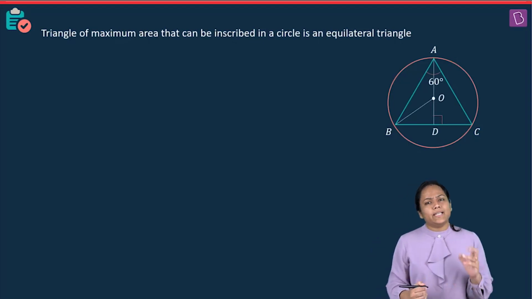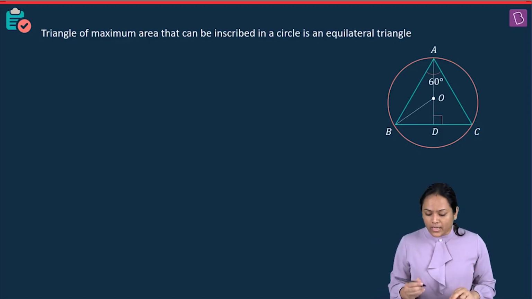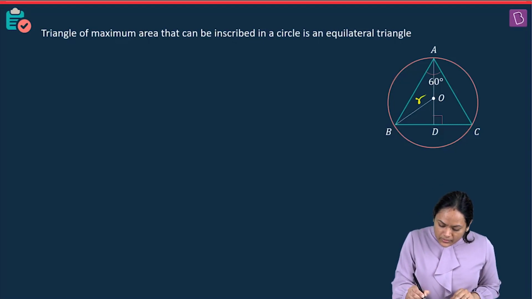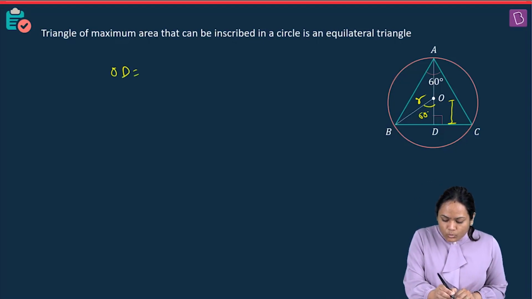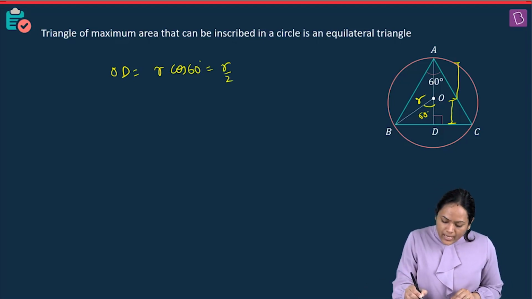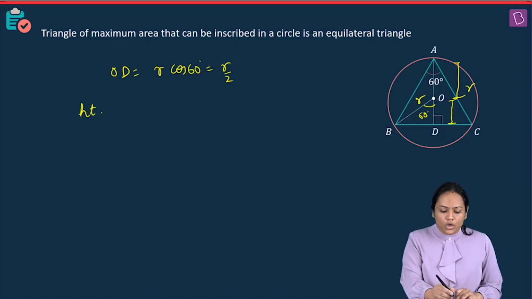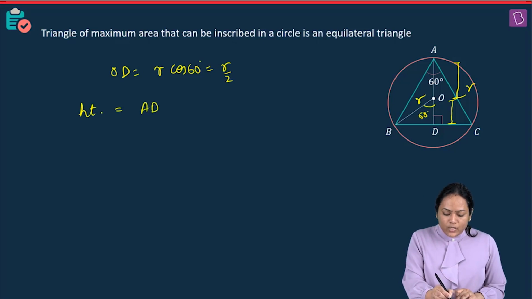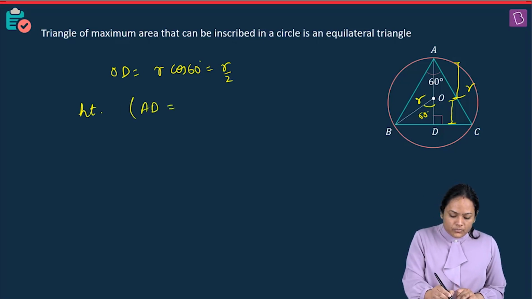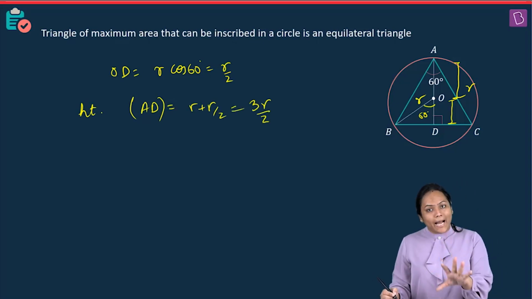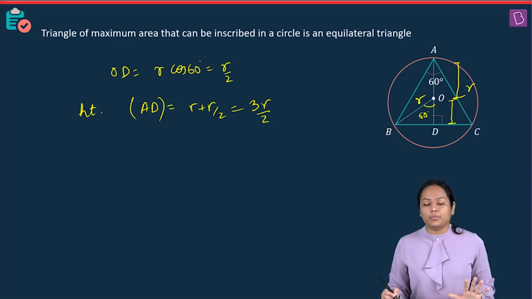And if I want to find, let us say, the side of this triangle or the height, I know that this will be r. This here is 60 degrees. So my OD can be written as what? r cos 60 degrees. So r cos 60 degrees will be equal to r by 2. So I have OA as r, OD as r by 2. So I can say that the height or altitude of the equilateral triangle, which is AD, will be equal to r plus r by 2, that is equal to 3r by 2. So the height of the triangle, or the altitude length, is 3r by 2.